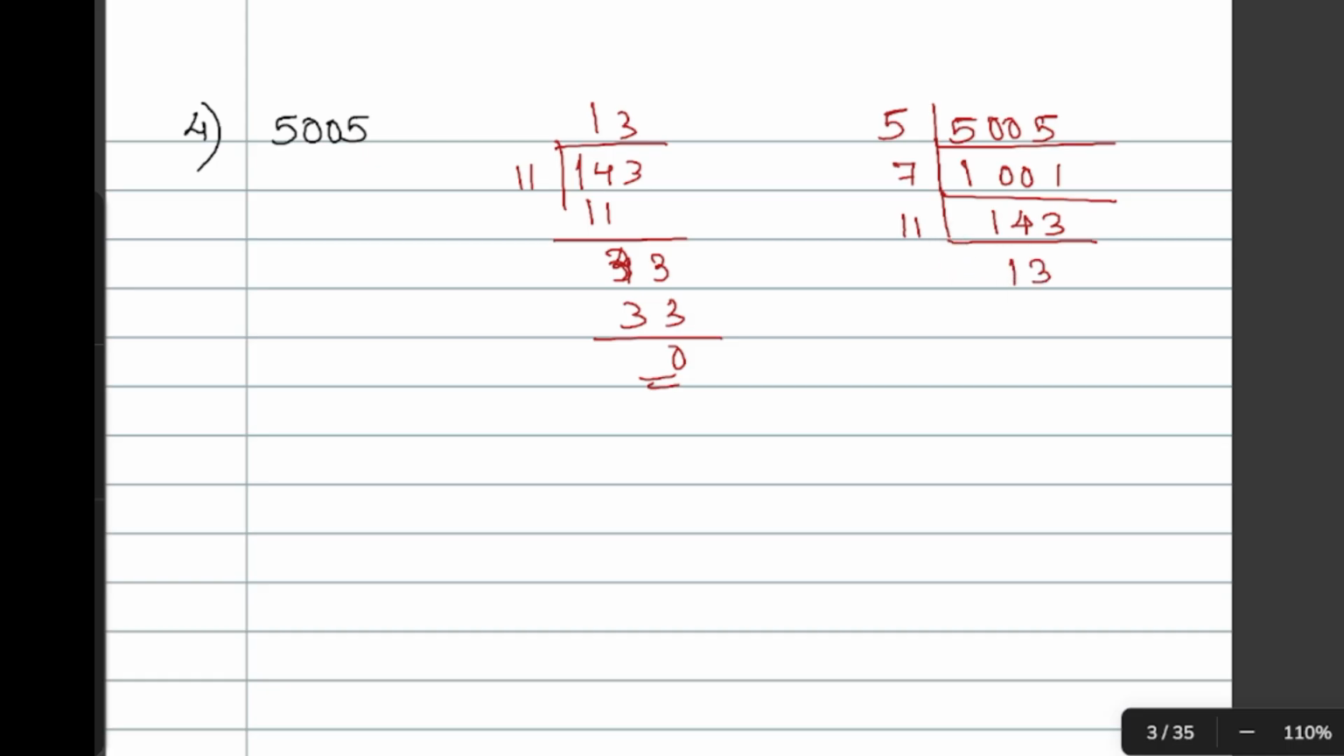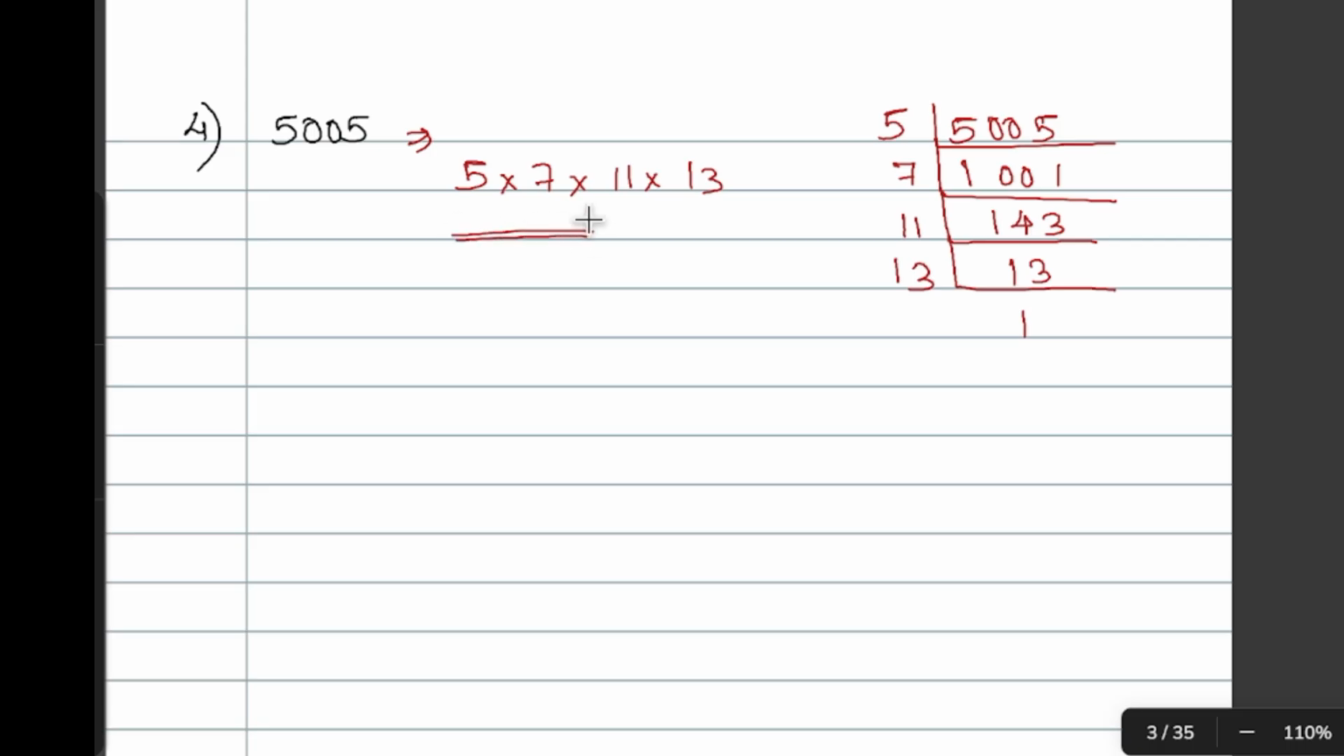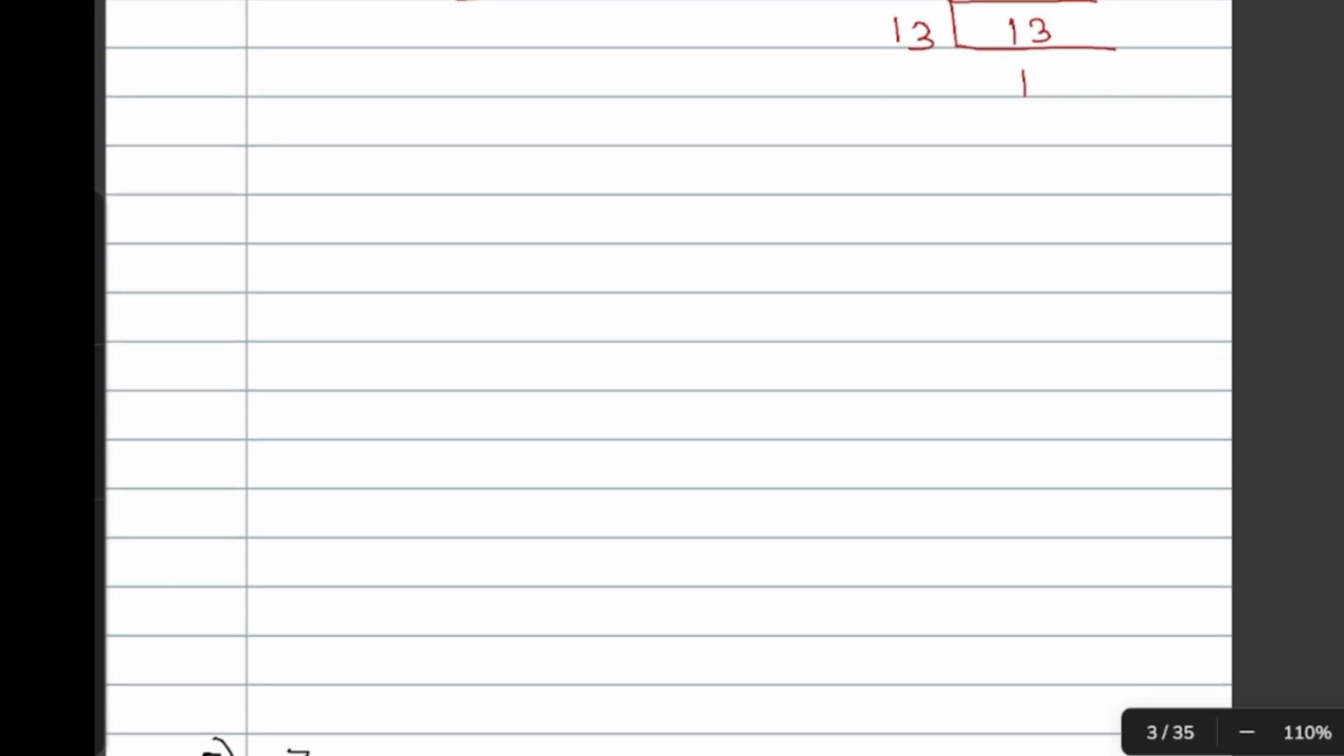Okay, 13 I can again divide only with 13 itself, right? So the number I'm going to get here is 5 into 7 into 11 into 13. But if you observe here, no similar digits are coming, and repetition is not happening here. So these are the factors. We can just write it like this itself: 5 into 7 into 11 into 13. Okay, good.